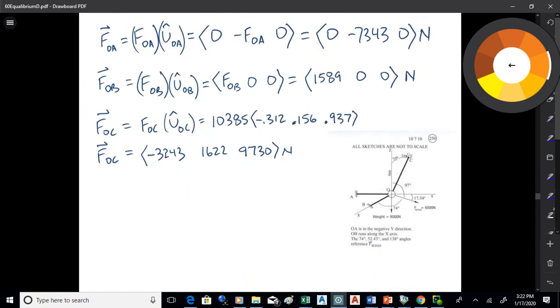All right, so there's the vector answers if you wish, okay? So I just take the magnitudes times the unit vectors. So FOA is 0 minus 73430. FOB is 158900. And then to get FOC, I take the 10385 times the unit vector, and I get that final vector.